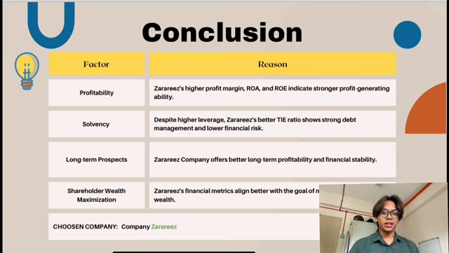And lastly is shareholder wealth maximization. We choose Zararis because their financial metrics align with the goal of maximizing shareholders' wealth.